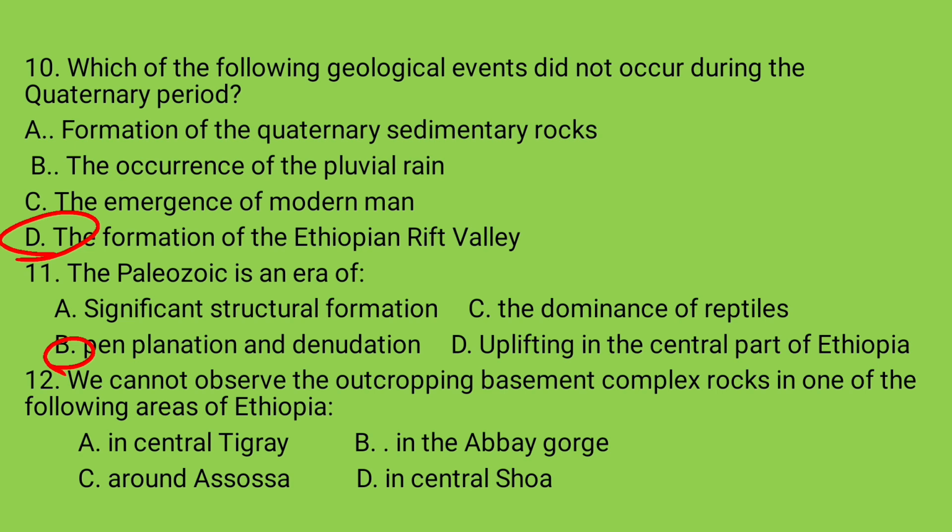Okay. Question number 12. We cannot observe the outcropping basement complex rocks in one of the following areas of Ethiopia. A, In central Tigray, B, In the Abay Gorge, C, Around Asosa, D, In central Shoa. So, in central Shoa, we may not find the outcropping basement complex rock.